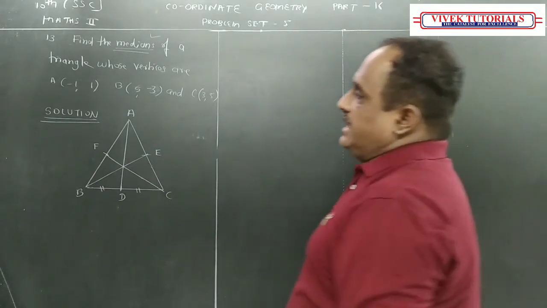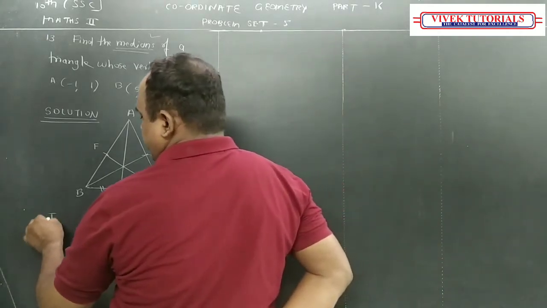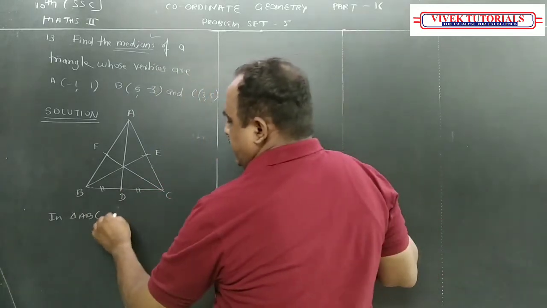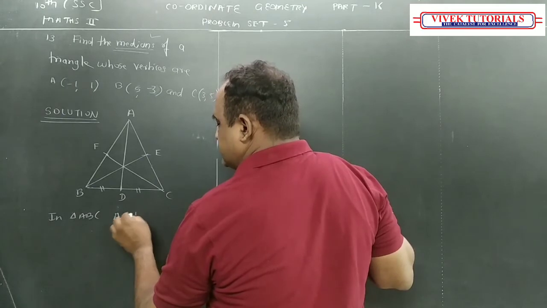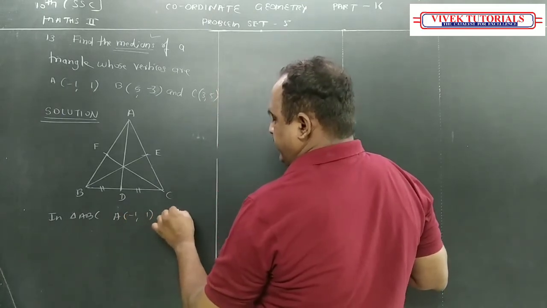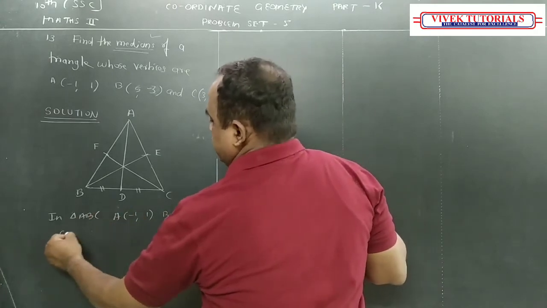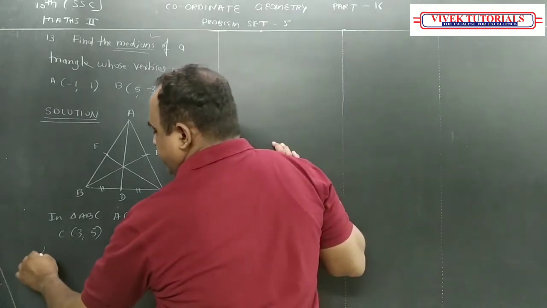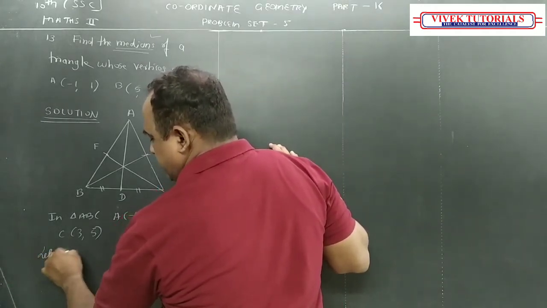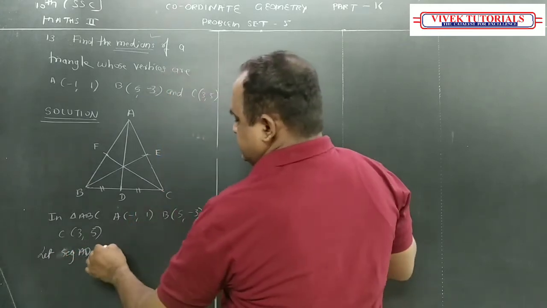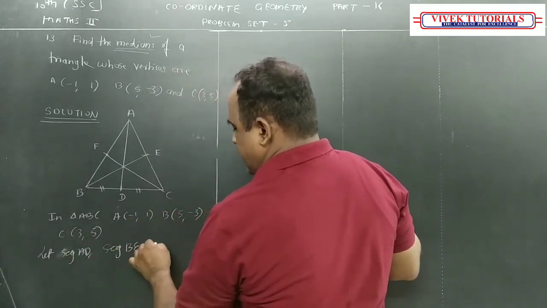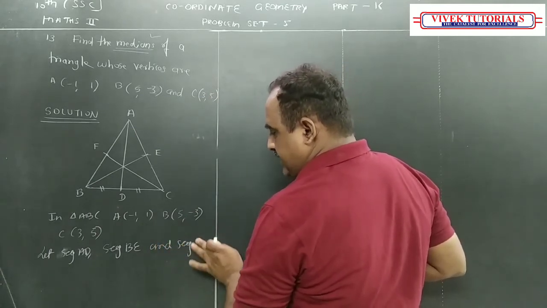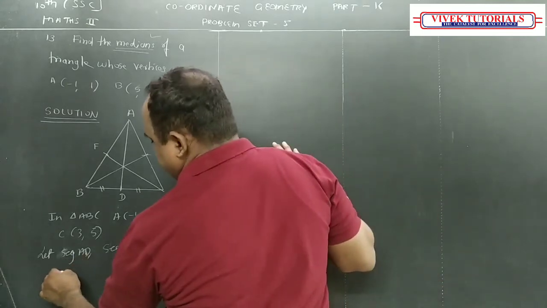Okay. Then in triangle ABC, A has coordinates (-1, 1), B is (5, -3), C is (3, 5). Let segment AD, segment BE and segment CF be medians.